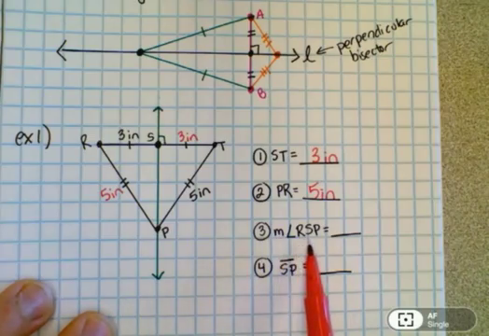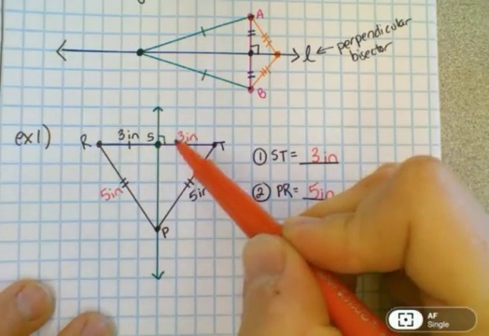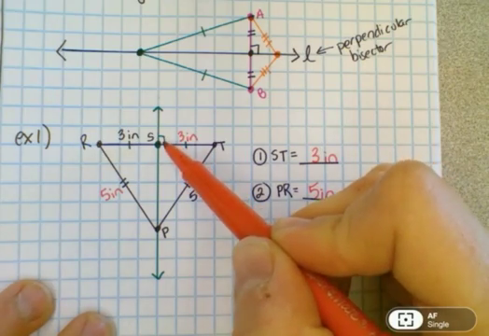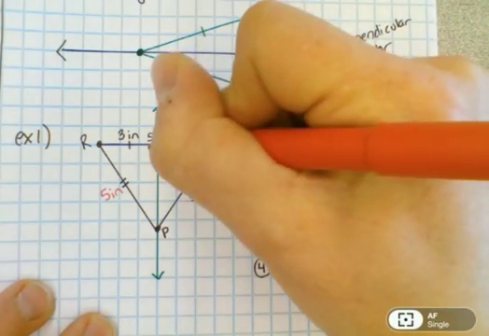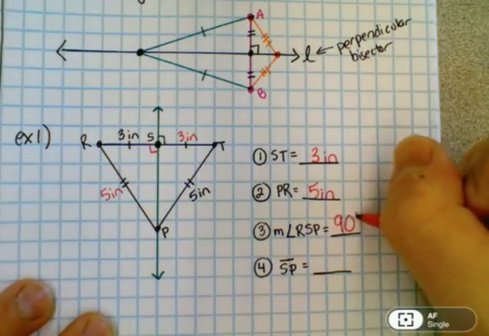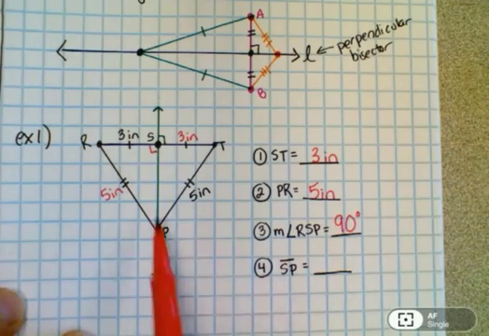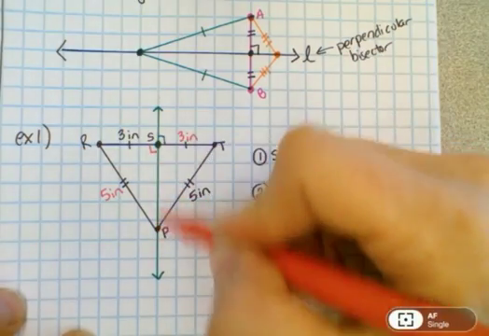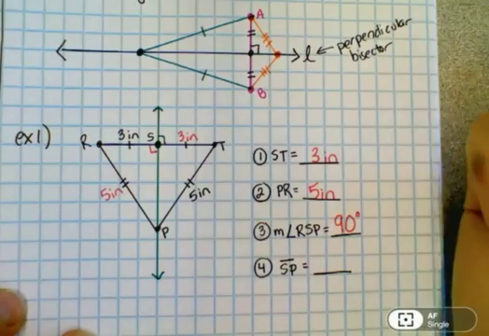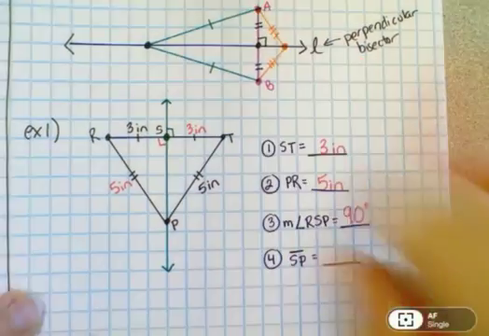So if this is 5 inches, then that also has to be 5 inches. The measure of angle RSP, we said that this is a perpendicular bisector. That means it hits at 90 degrees. And in fact, it means that all 4 of those angles are 90 degrees. The only one that's tough here is this one here, SP. So SP is this distance. And we can't just count because we didn't draw it to scale.